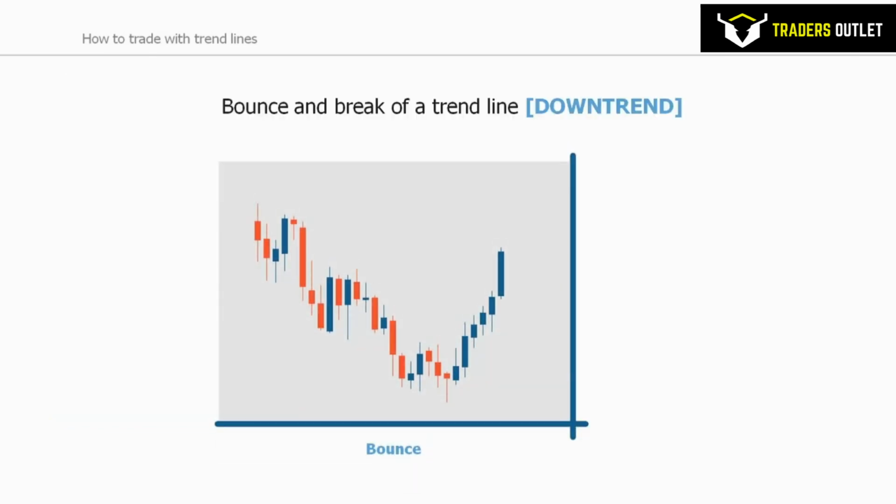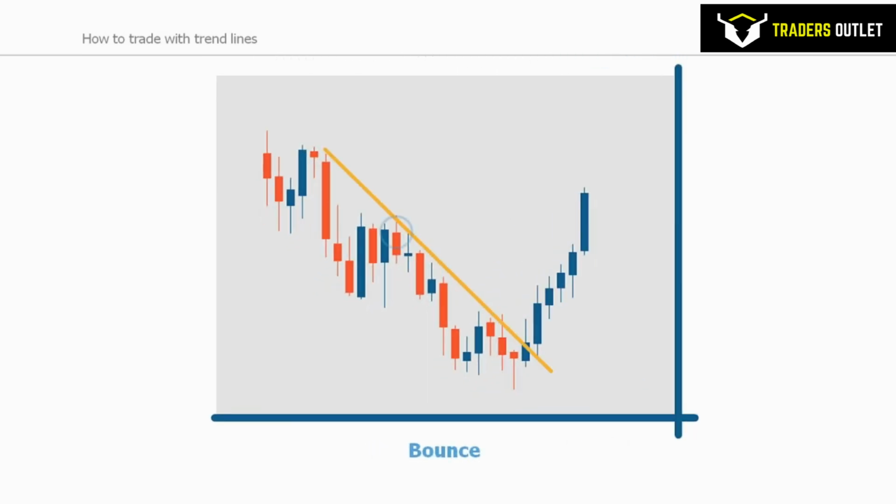You can use trend lines in the same way when the price is in a downtrend. Whenever price touches the trend line and finds resistance, you can place a trade in the direction of the trend. In this case, a short position, as the trend is down. Your stop loss would go on the other side of the trend line.